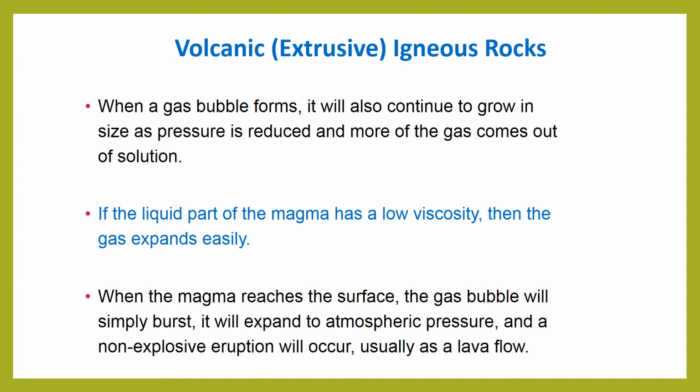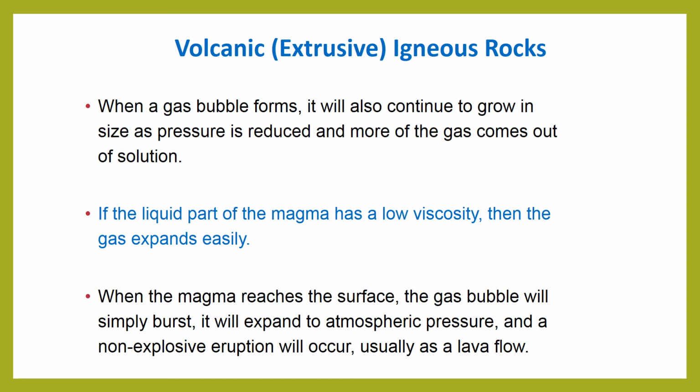And if the liquid part of the magma has low viscosity, then the gas expands easily. When the magma reaches the surface, the gas bubbles will simply burst and expand to atmospheric pressure. Then the gas will go out of the magma easily with a non-explosive eruption, usually as lava flow.